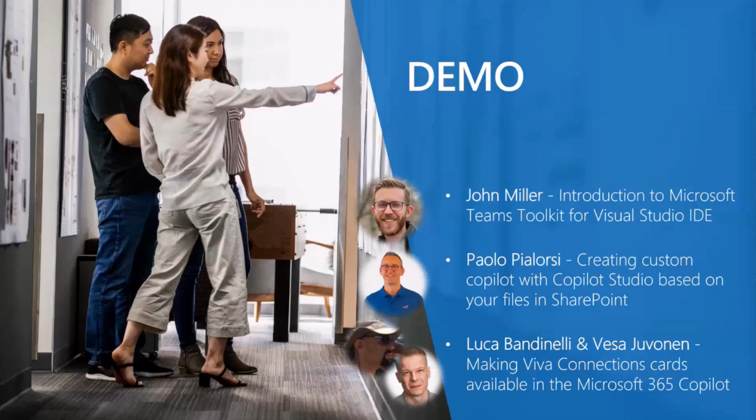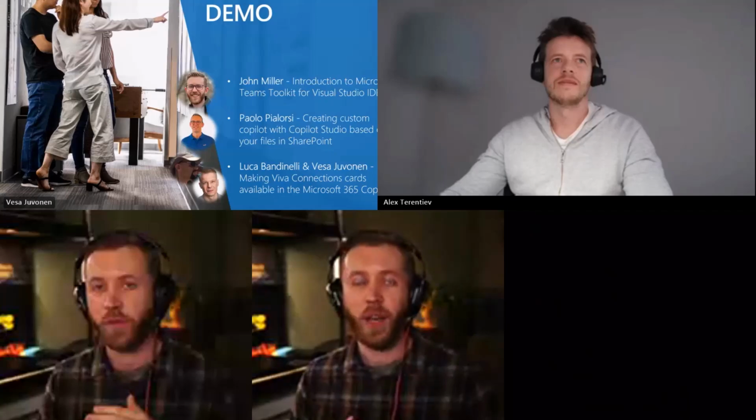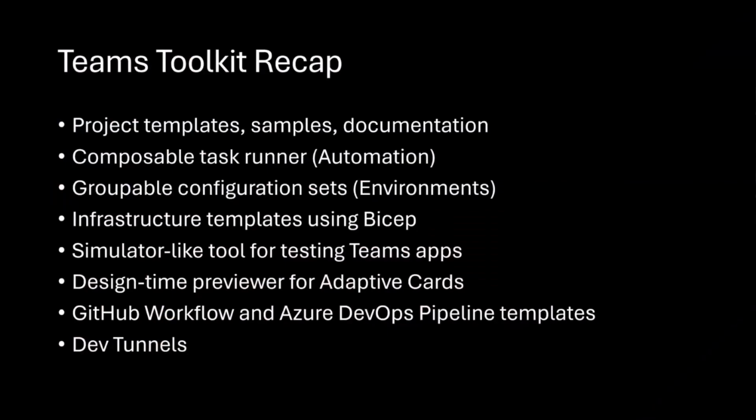It's mostly project templates and samples and a bunch of documentation on building apps for Teams, also for Office add-ins and custom agents. We also have automation. So this is like a composable task runner to automate a lot of the setup to try to make that tedious process a little less tedious. And then you can group those configuration sets, and it's a feature we call environments.